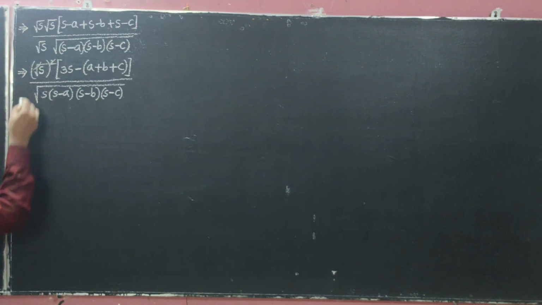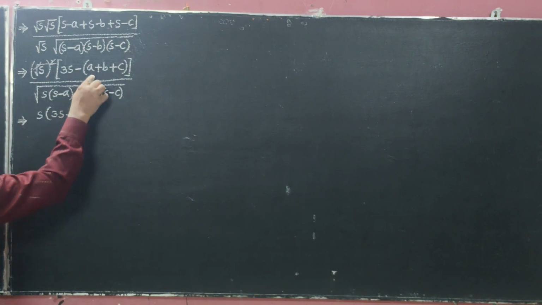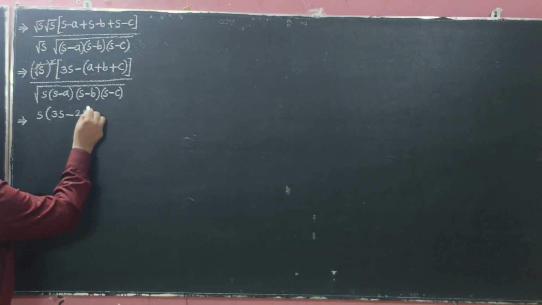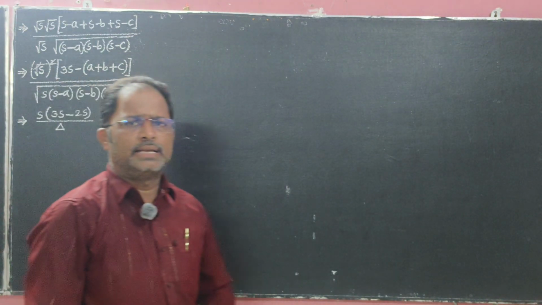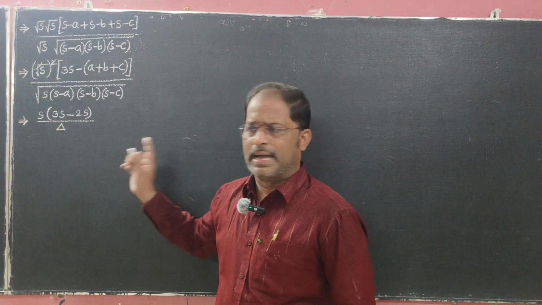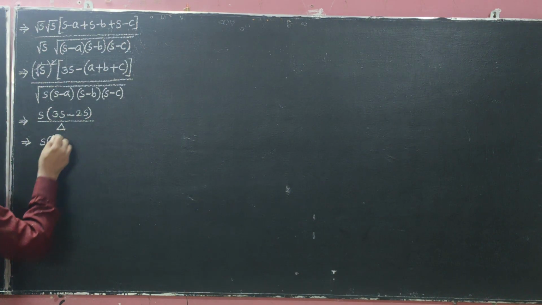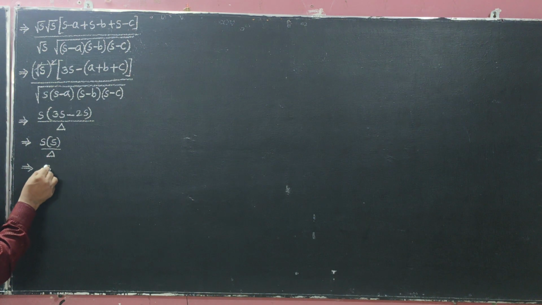Clear? Square root cancels, so s into 3s minus, we know the formula a plus b plus c equals 2s. And see the denominator, we have the direct formula delta. We know the delta formula is square root of s into s minus a into s minus b into s minus c. So delta, and the numerator is s into 3s minus 2s, s by delta. That implies s into s, s square by delta. This is the answer of the numerator.